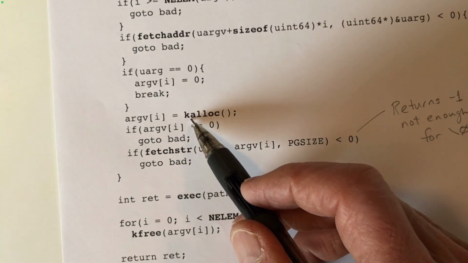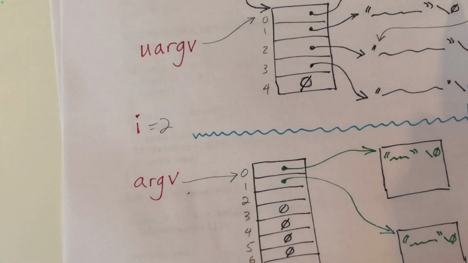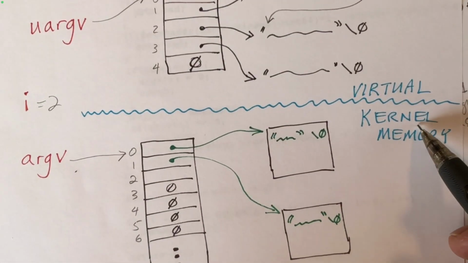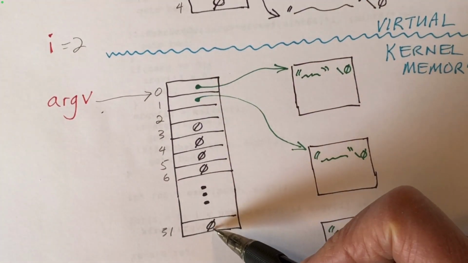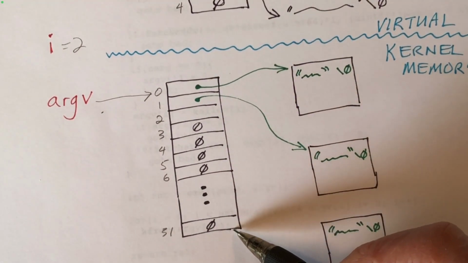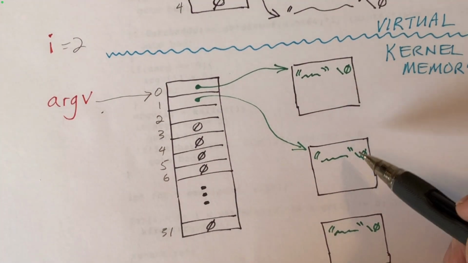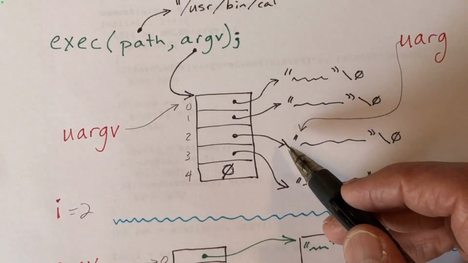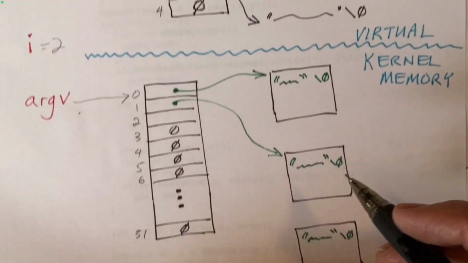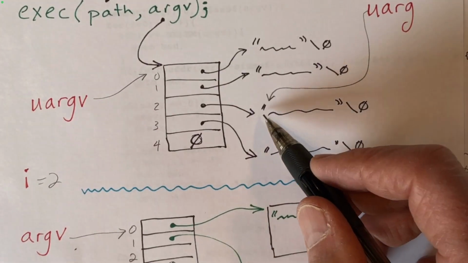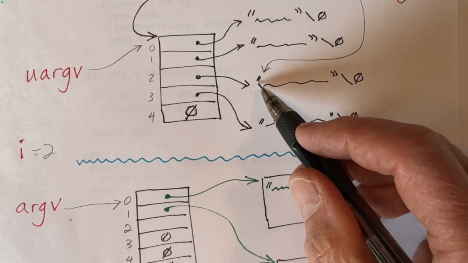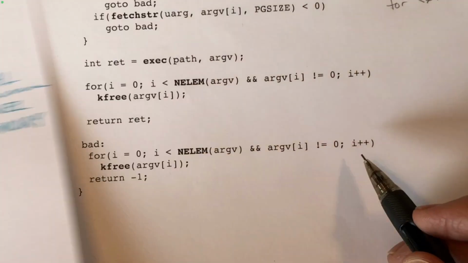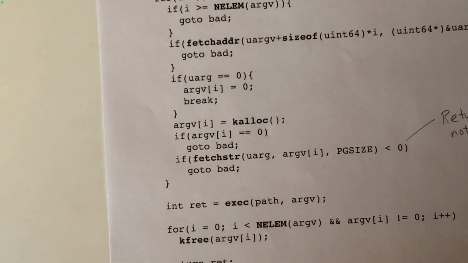Otherwise, what we're going to do is copy the string. Remember that these strings are in the virtual address space, and we need to move them into the kernel's memory somewhere. So the argv array is local memory for this particular function, and we're going to allocate a page for each and every string. For this string, we allocate an entire page, and we're going to copy all the characters up to the terminating null into this page. So that's what's going on here.